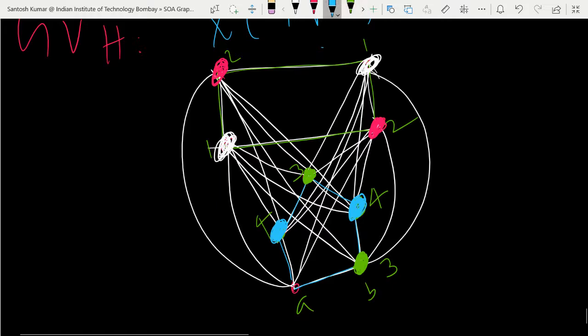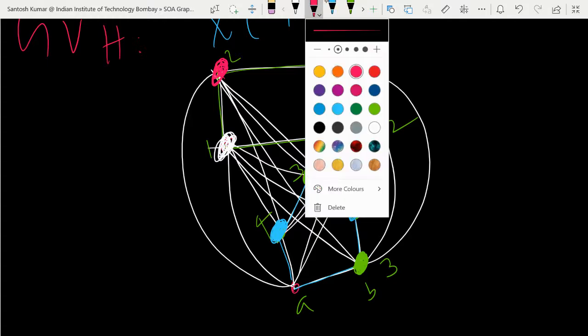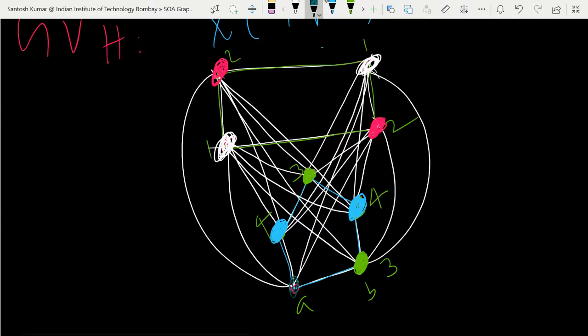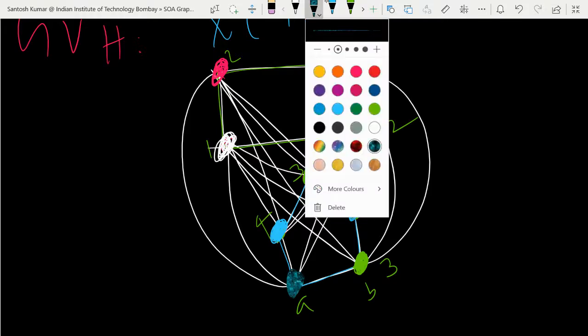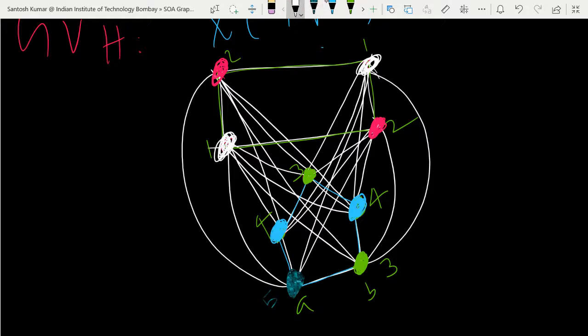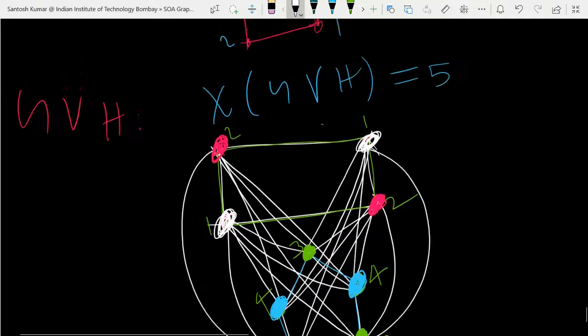And which color can you give to A? Another color, because it is adjacent to 1, 2, 3, 4, all. So you have to give the fifth color. Okay, so select any one. So this is the fifth one. You need a fifth color here. So that's why the chromatic number is 5.